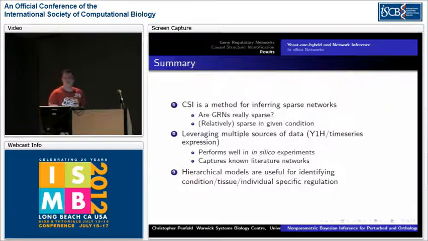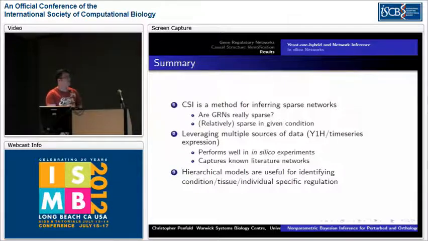So finally, in summary, we've used the method CSI, which is a method for inferring sparse networks. Now, I kind of want to question whether gene regulatory networks are really that sparse, because you can see that there are a lot of things potentially binding in the Yeast-one-hybrid. And I would argue that they are potentially still relatively sparse. It's just that you have different subsets binding in different conditions.